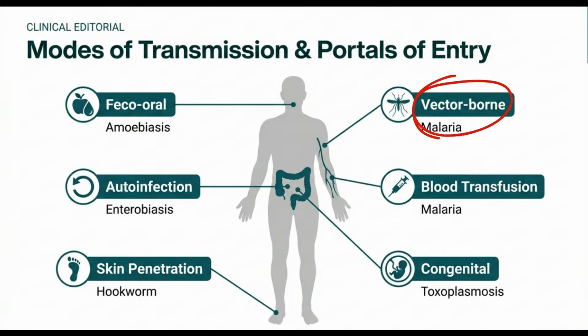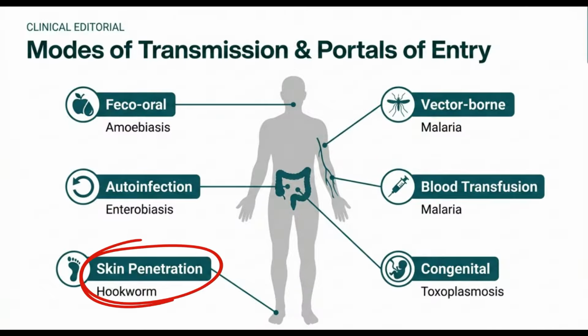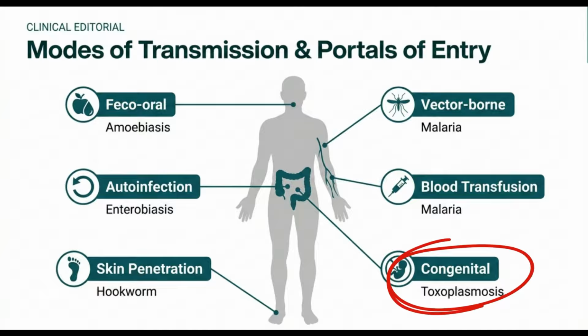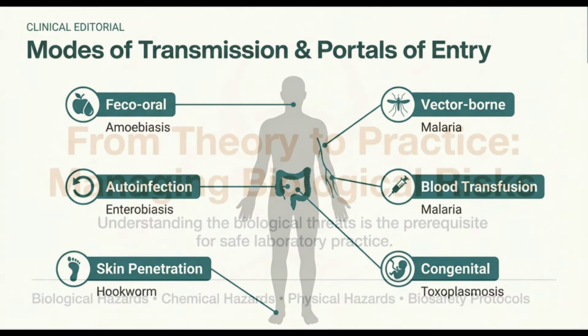It could be vector-borne from the bite of an insect, direct skin penetration from parasites lurking in the soil, or even congenital transmission from mother to child. Each route of entry presents a totally unique challenge for prevention.